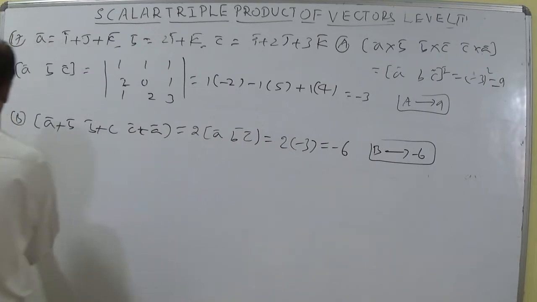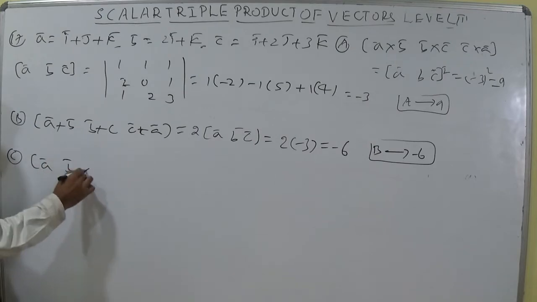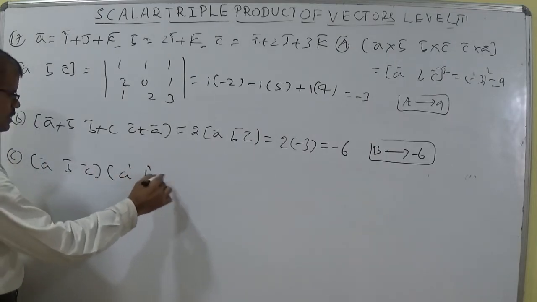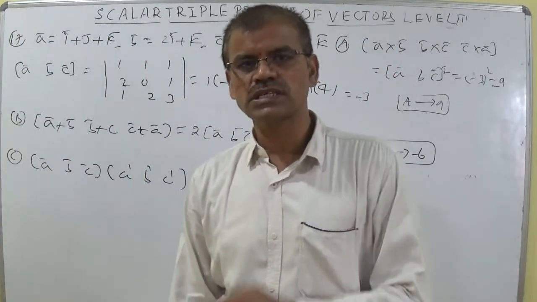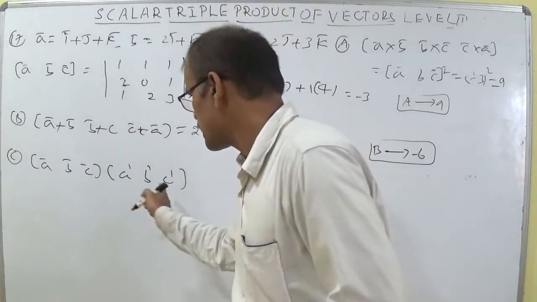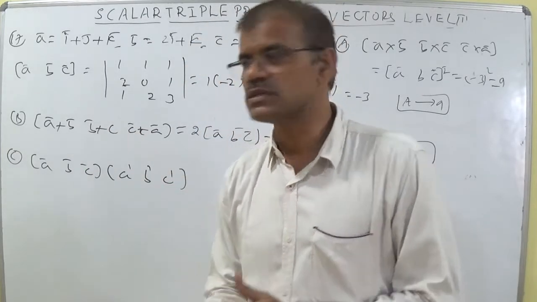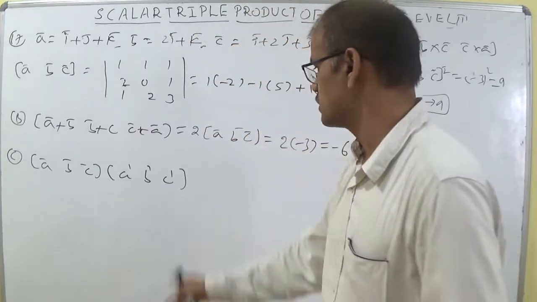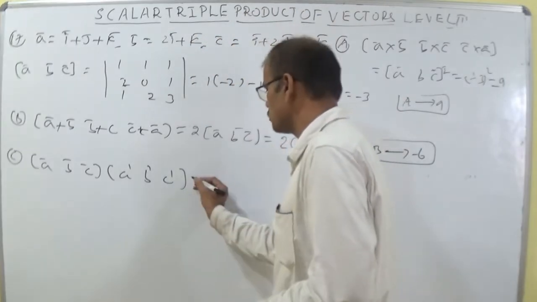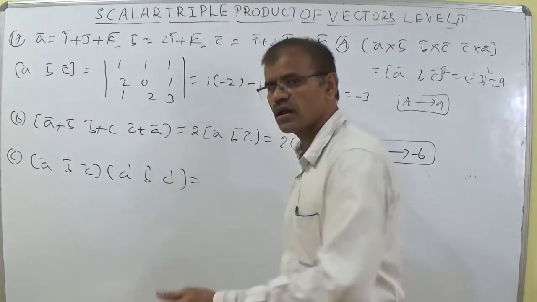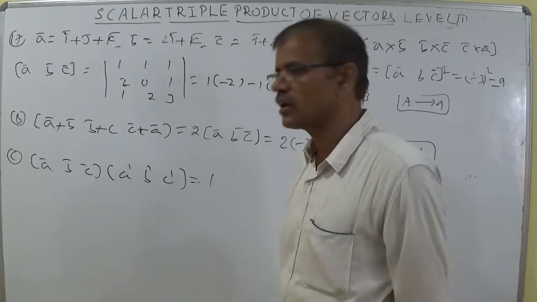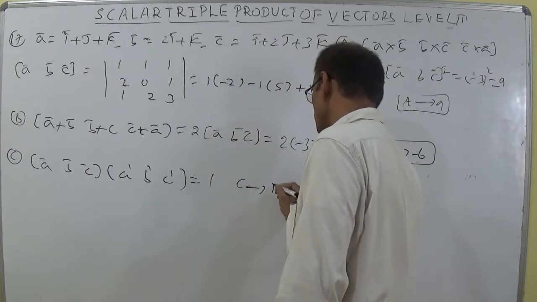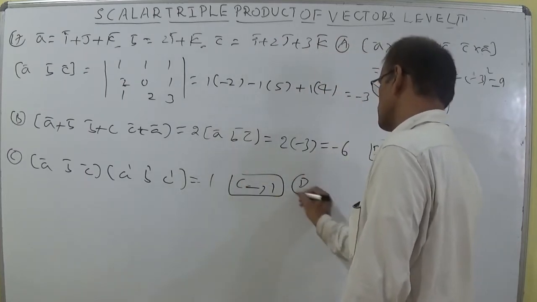So next let us discuss C. C is given as box ABC into box A dash, B dash, C dash. We know that A dash, B dash, C dash are the reciprocal system of A bar, B bar, C bar respectively. A dash can be understood as B cross C by box ABC, this one as C cross A by box ABC, and this one as A cross B by box ABC. So we know that always, box ABC into box A dash, B dash, C dash is 1. No need to calculate the determinant also. So C value is 1 here. Next let us discuss D.